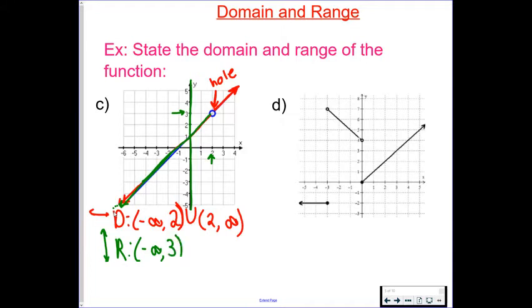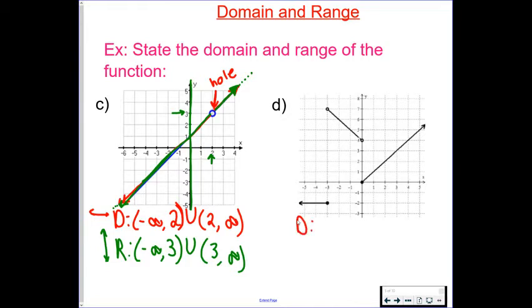Now I'm going to use parentheses because it's a hole. It's where the graph stops. But the graph continues after the hole. So we pick back up at 3. And it keeps going on up to infinity and beyond. Because we've got 2 pieces, we're going to join them together with a U, the union. Let's try example D. Gives us another graph. We're going to find domain and range of that one.